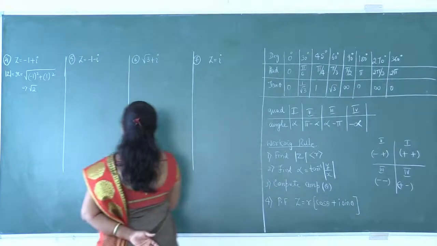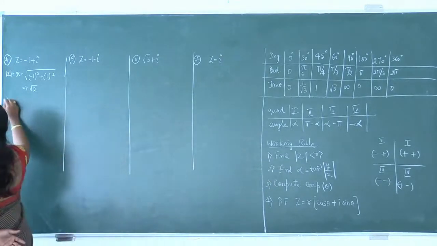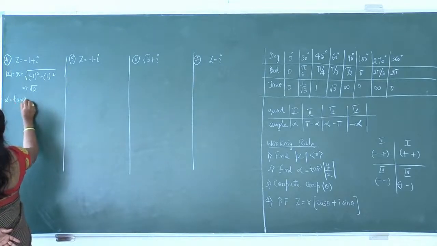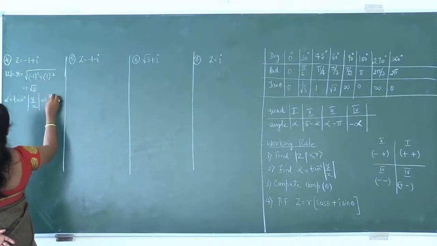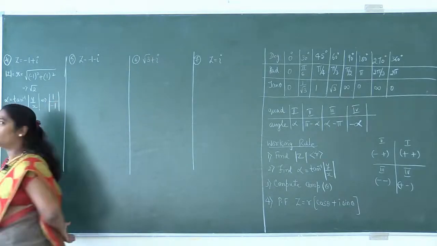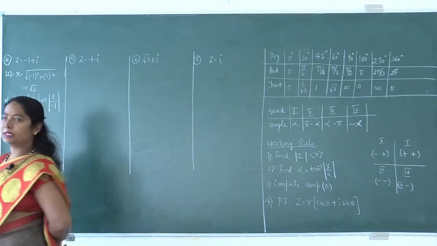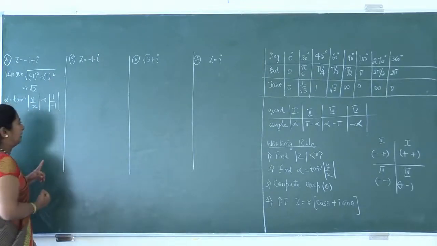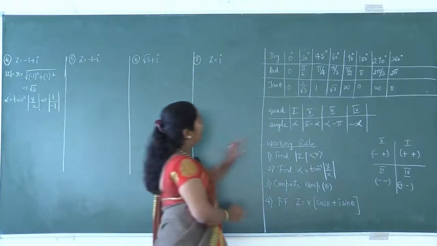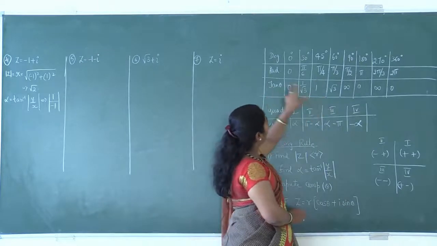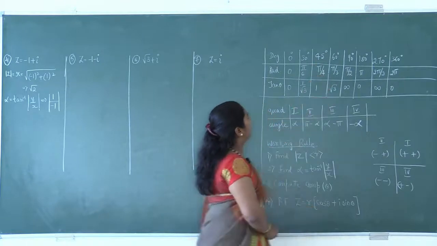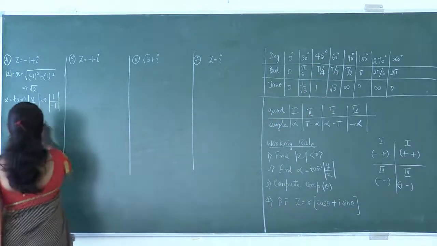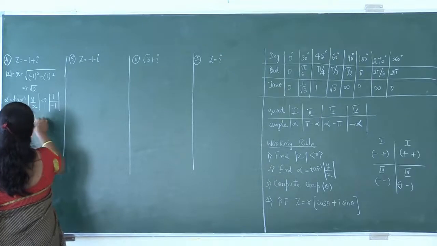We are supposed to find alpha. What is alpha given by? Alpha is equal to tan inverse modulus of y by x. So what is y? y is nothing but 1. What is x? Minus 1. Any value inside the mod sign is always positive. So what is 1 by 1? That is nothing but 1 itself. For what value of tan theta do we have 1? Tan 45 degrees is 1, and 45 degrees in radians will be pi by 4. So alpha is equal to pi by 4.